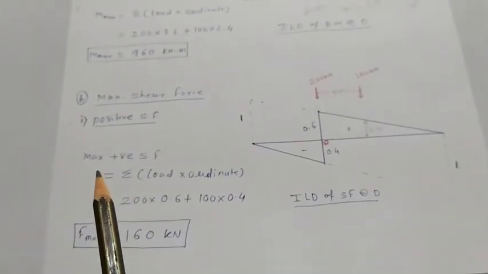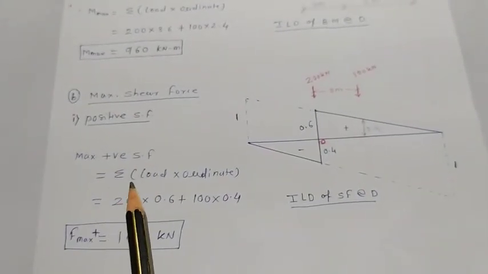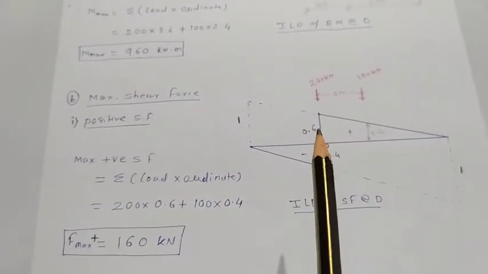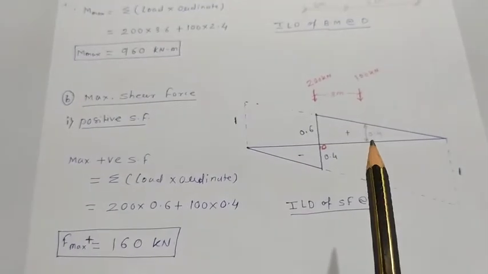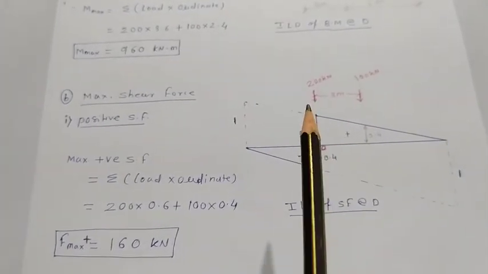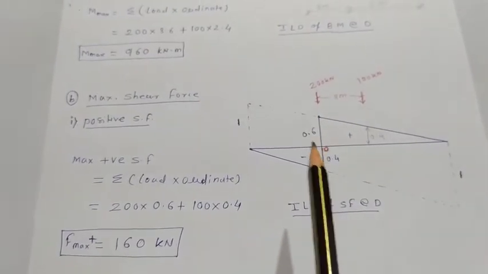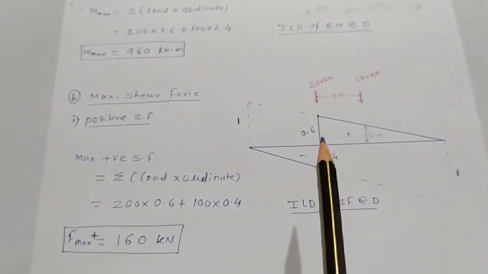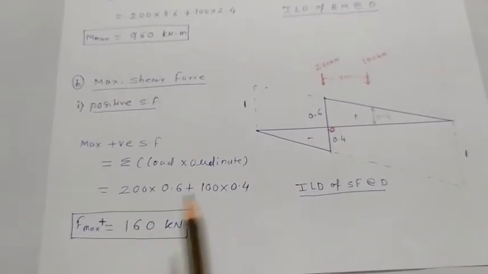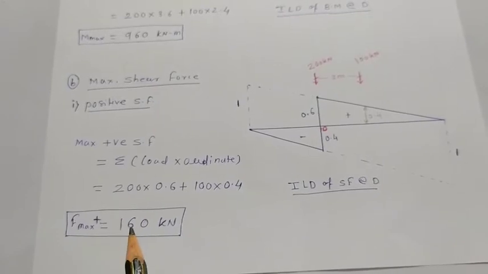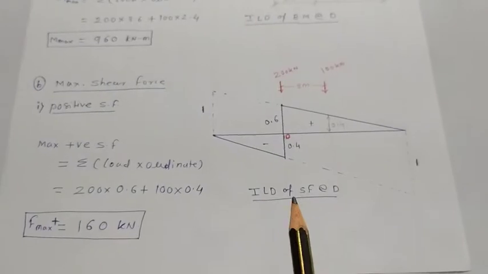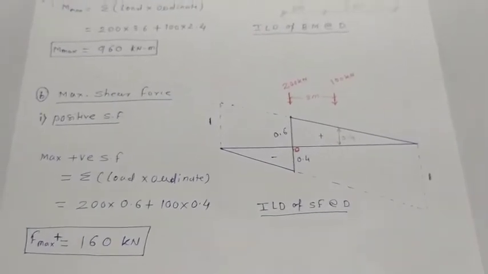So maximum positive shear force is nothing but summation of load multiplied by ordinate. So 200 multiplied by 0.6 plus 100 multiplied by 0.4. We have not taken 0.4 because our load is just right of D, okay, not exactly D, just right of D. So only 0.6 will be considered. Okay. If you solve this one, you will get maximum positive shear force, that is 160 kilonewton. Okay, this is the ILD of shear force at D.